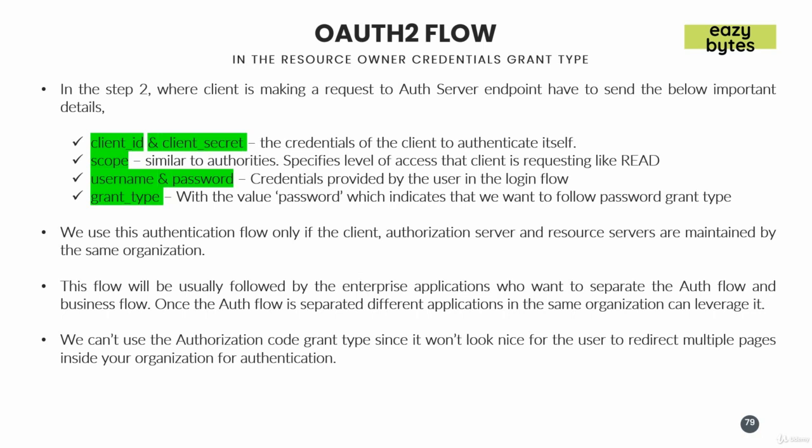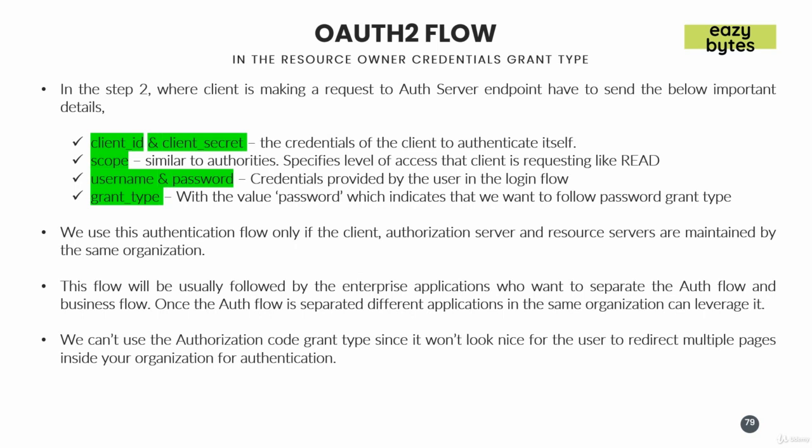And the third one is a very important one, username and password. The client itself now holds the username and password. The reason is that the client application and auth server both belong to the same organization. Due to this reason, and to avoid that redirect effect to the user, we are sharing the username and password that we received from the login page of the client to the auth server directly. And the last one, grant type, where we have to provide the string value password, which indicates that my application wants to follow the resource owner or user credentials grant type.